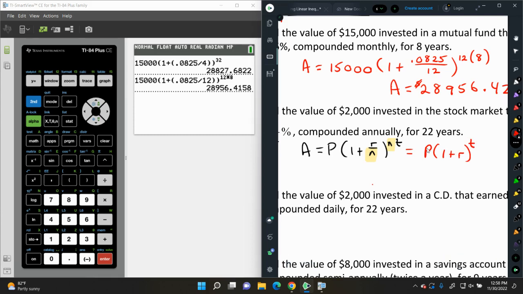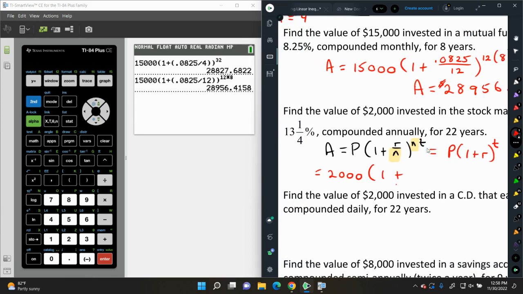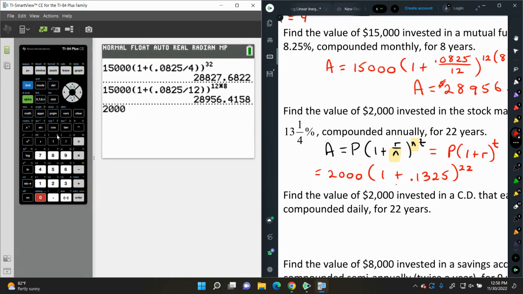Okay, so we're looking at 2,000 times 1 plus, how do I put that in decimal form? Right, 0.1325 to the power of 22. Okay, so we have 2,000 times, I'm going to just put it as 1.1325 to the power of 22.